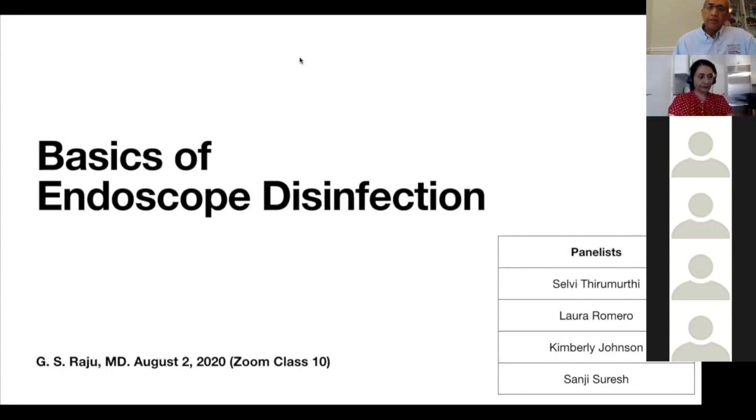And I hope Kimberly Johnson could join. Kimberly is a Senior Technician at MD Anderson Cancer Center. And Sanji Suresh. Sanji is an educator. She has done a lot of work helping us in developing the program for endoscopy tech training at the Houston Community College.